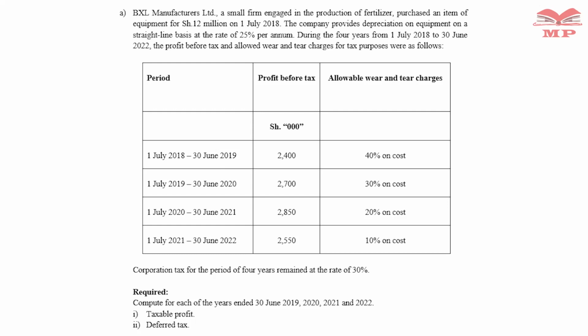Then we are told the corporate tax for the period of 4 years remained at the rate of 30%. And what you are required from this information, for each of the years ended 30th of June 2019, 2020, 2021, and 2022, is: number one, compute the taxable profit, and number two, compute the deferred tax.